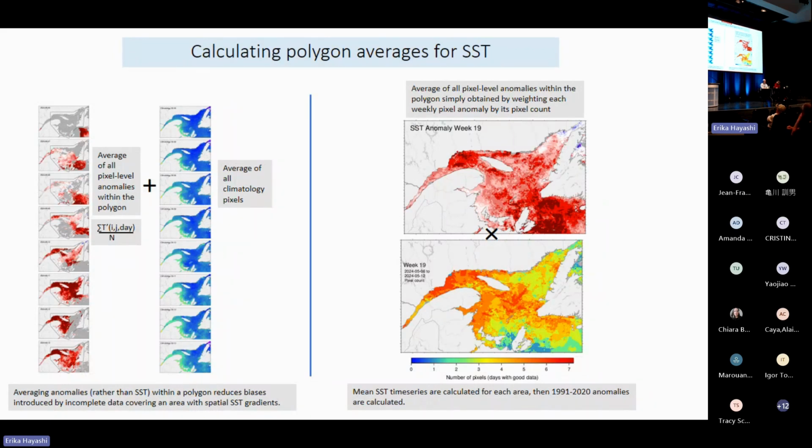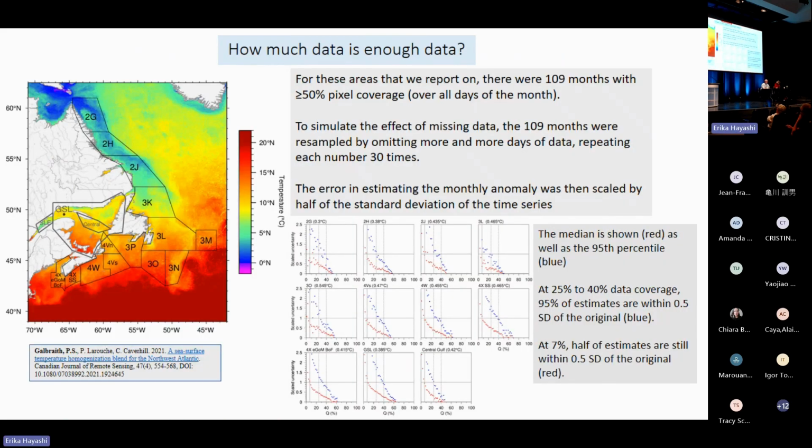So how much data do we actually need? This is shown here. So these are the boxes that we reported on, the polygons. And overall, all the years, I had 109 months where one of these boxes had more than 50% coverage. That means that for every day, all the possible pixel combinations, I had more than 50%. So this is the best that I can get. It went up to like 64%, something like that.